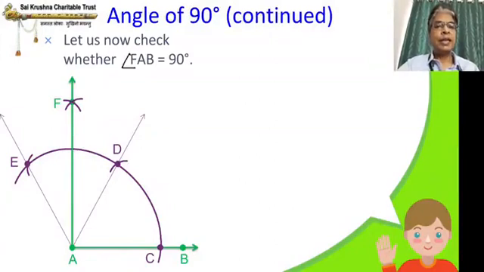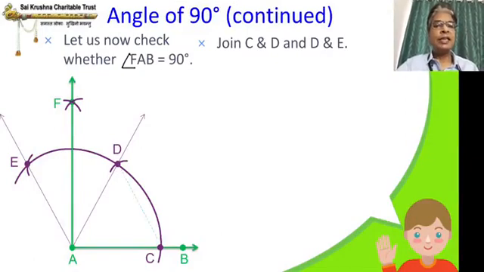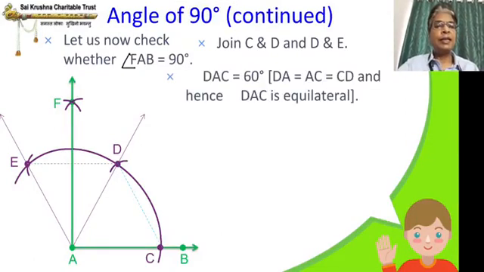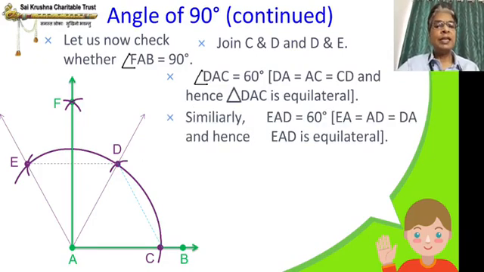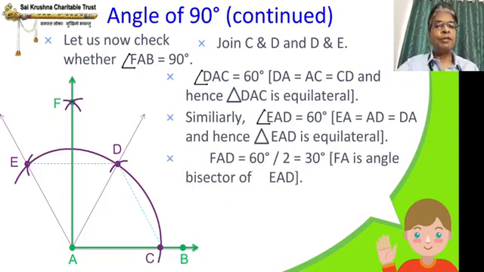So let us check whether angle FAB equals 90 degrees. So we are now making equilateral triangles, C and D, D and E. So we have got 2 equilateral triangles. Therefore angle DAC equals 60 degrees, because DAC is an equilateral triangle. Similarly EAD. I am going fast only, I hope all of you understand very well. Now we have taken a bisector, hope you understand the bisector we first saw in the last part. So angle FAD equals 60 degrees divided by 2 equals 30 degrees, because FA is the angle bisector of EAD.